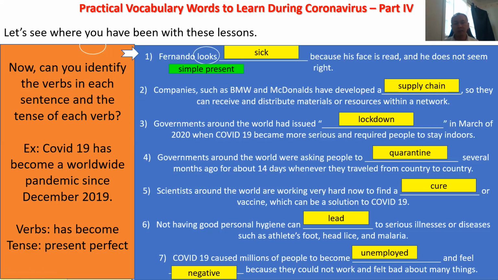So I will give you about 3 minutes to look for the tenses of the verb for sentences 2, 3, 4, 5, 6, 7. Okay, now for number 2, have developed. Have developed, you have, which is present. Developed is the past participle. So therefore, it's a present perfect.